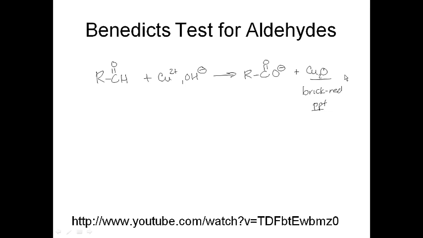The reason I call this brick red is that copper oxide is the pigment that's used to make bricks red, so that's why it's a brick red precipitate. Again, the presence of this brick red precipitate indicates that you have an aldehyde and nothing else. It won't react with alcohols or carboxylic acids or ketones. And again, there's another video that I'll show you for that reaction.